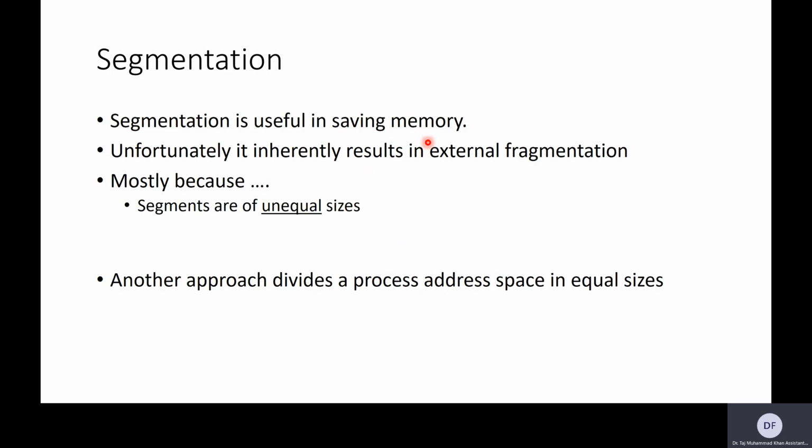So these holes waste a lot of RAM, and since this RAM is being wasted outside of any allocated unit, the technical term for this wastage of RAM is external fragmentation, as opposed to internal fragmentation, where memory is wasted inside an allocated portion of RAM. Since these holes are outside an allocated portion of RAM, we call this wastage of memory external fragmentation. And external fragmentation occurs because segments are by nature of unequal sizes. Okay? So every program will have a different size of code segment, data segment, heap segment, etc.